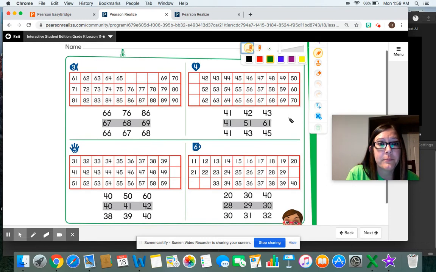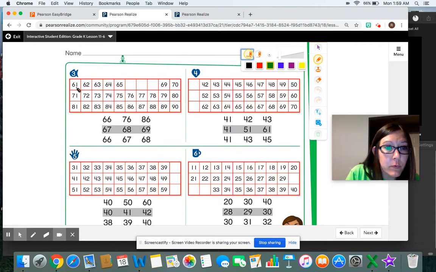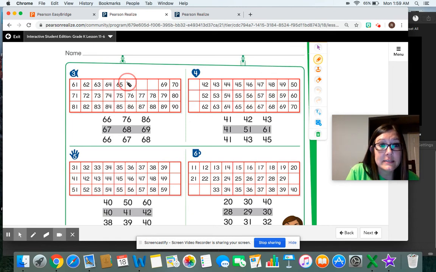So here we go. 61, 62, 63, 64, 65. Now that's one strategy we could use by counting all of those numbers. What is the number that comes just after 65? It's 66. I find it helpful to go ahead and write that in so that we can check it later. 66, 67, 68. All right, those were the missing numbers.